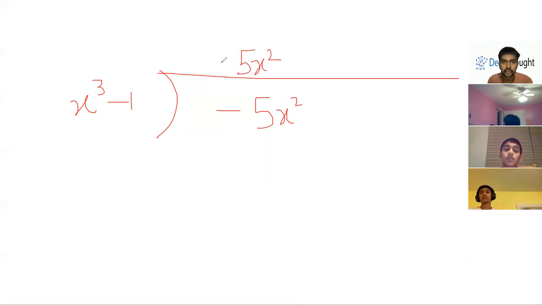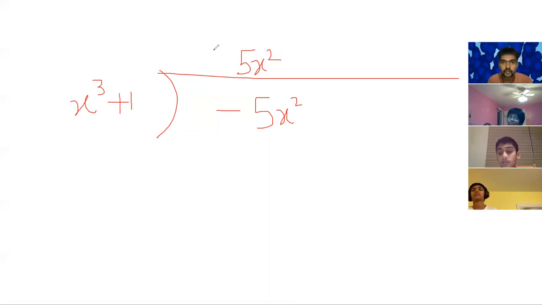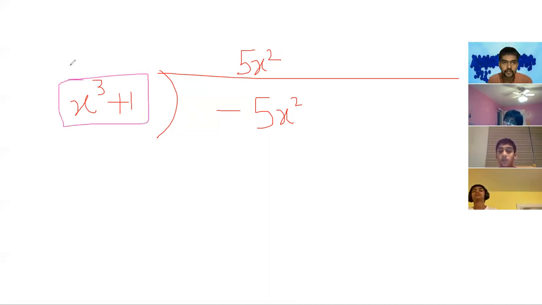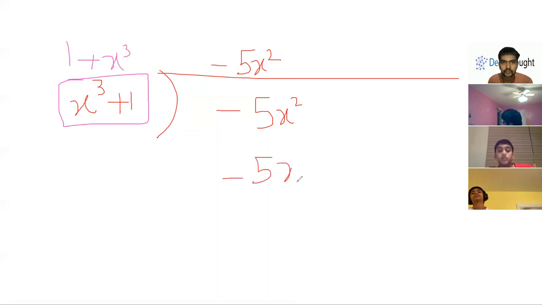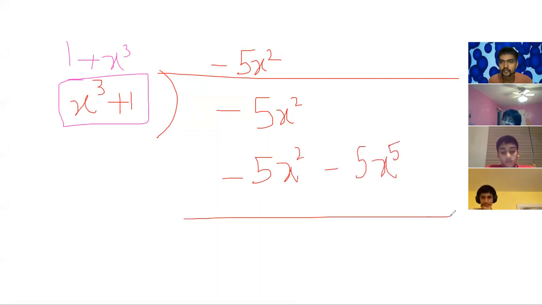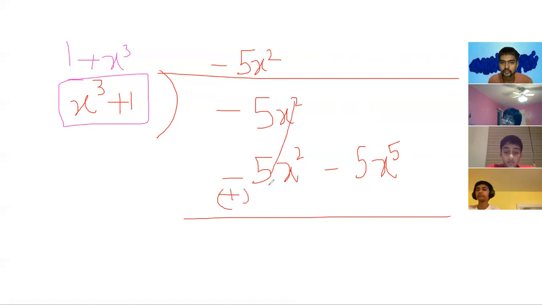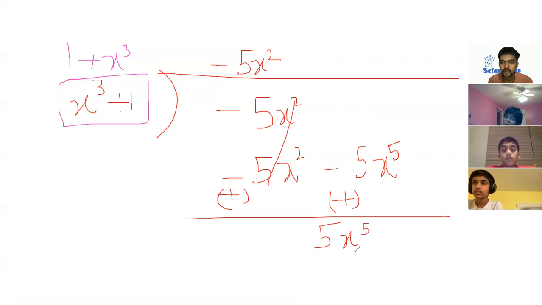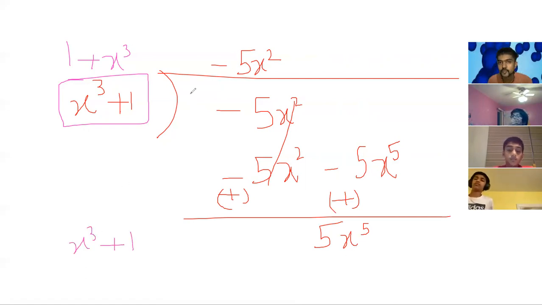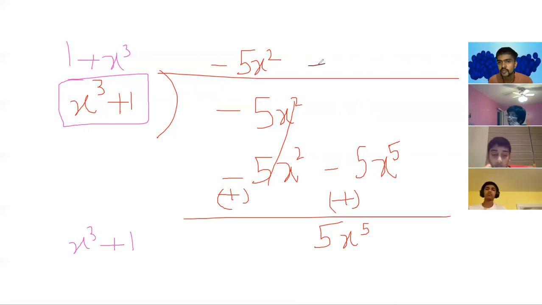Okay. So, sorry, it was +1. Now, as Chinmay suggested, we'll change it. Is this okay? Yeah. Now what I'll do is I'll rewrite this again as x cube plus 1, so that this x cube can knock off that x power 5. Would that make sense? Yeah.